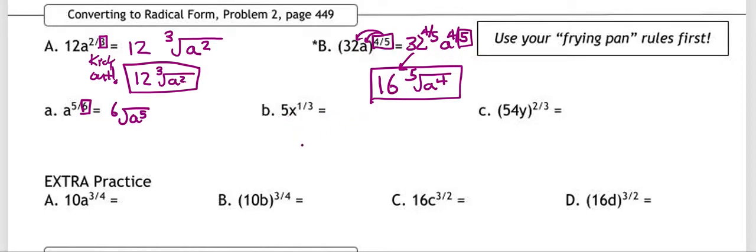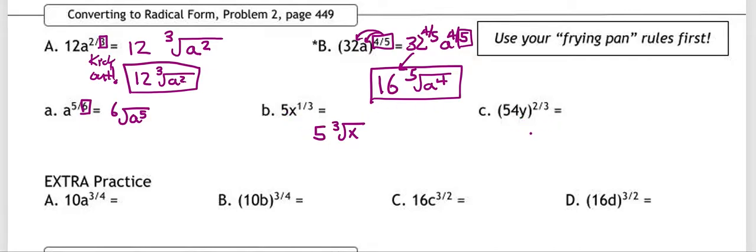I wrote this in too much of my space here, so we'll put the 5 right here. Kick the 3 out, so we'd have a third root of x. You could write it as x to the 1, but you don't really need to. So we kick the 3 out, and the 5 stays a 5, so it's a regular number.